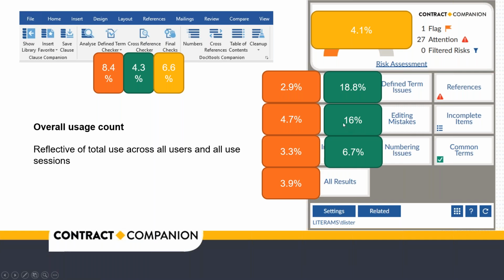But then editing mistakes has 16% as well, and that is also aggregated within final checks. So this is also a very heavy duty feature. And the reason these two are so interesting is because defined term issues relates very, very strictly to the function of, say, a legal agreement. It's very based on legal interpretation, whereas editing mistakes is far more focused on the form.